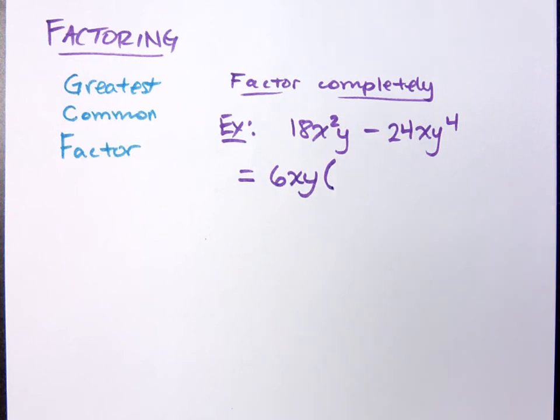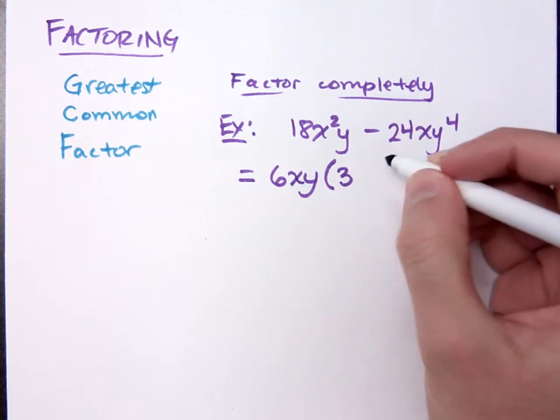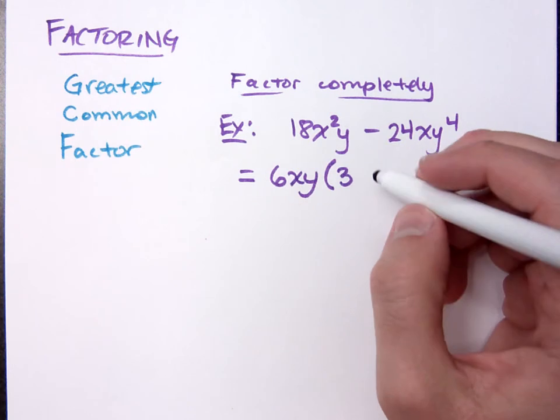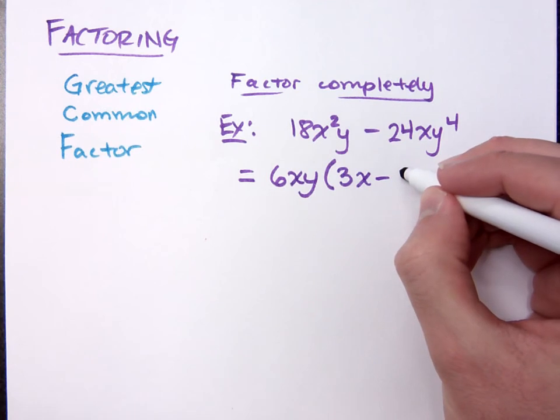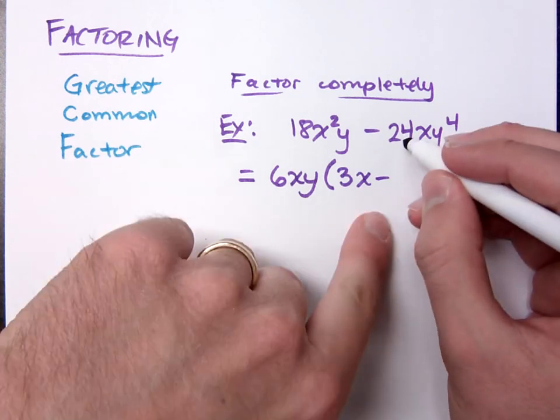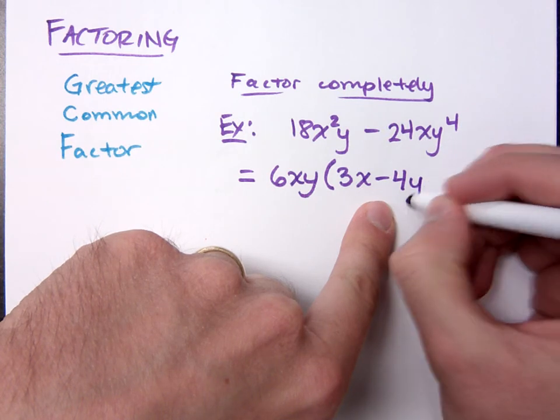If I factor or divide that out, what am I going to have left? What am I going to have left after I divide that out? That's right, 18 divided by 6 is 3. Then y, come on, you can do it. X. But then over here I'm going to have what? 4. No x because I took that out. I'm going to have y to the third.